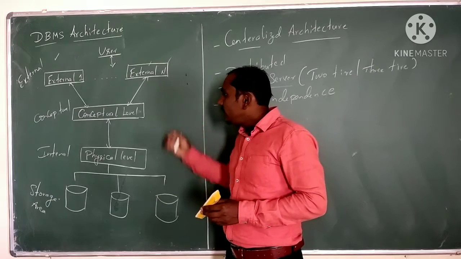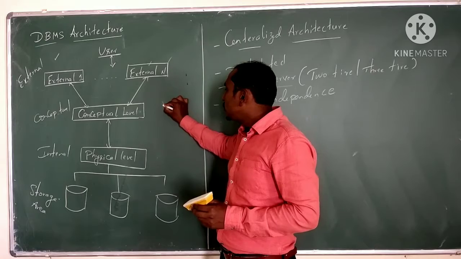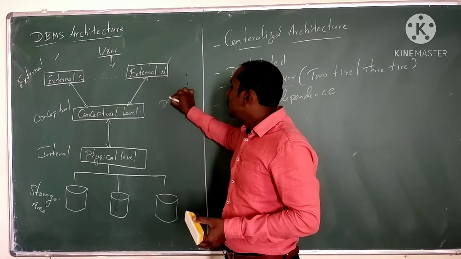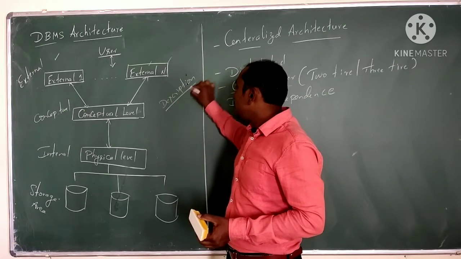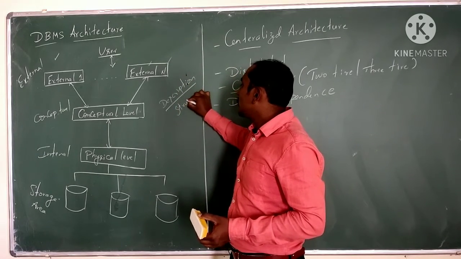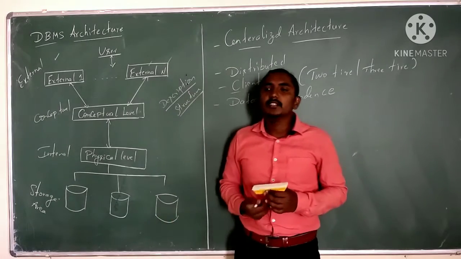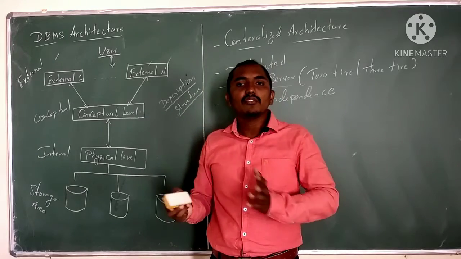Coming to the next level, which is the conceptual level. The conceptual level is also called the logical level, where it stores the description. Whenever I say description, it is nothing but the structure of the database. As I told you, if you have a database, it will have a collection of tables.